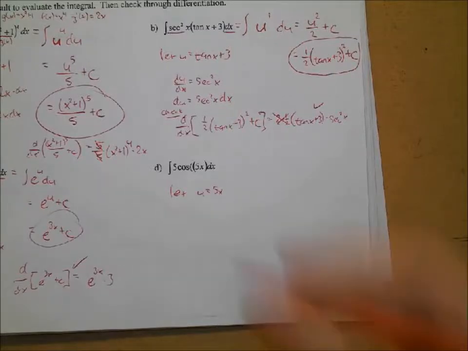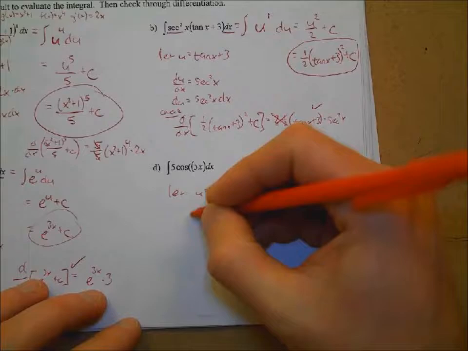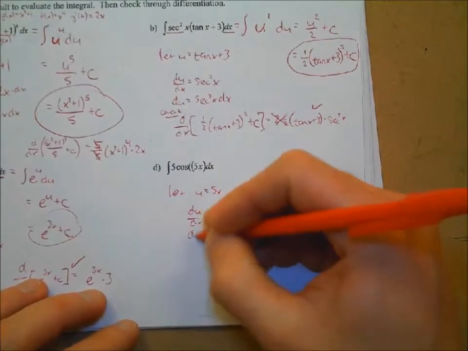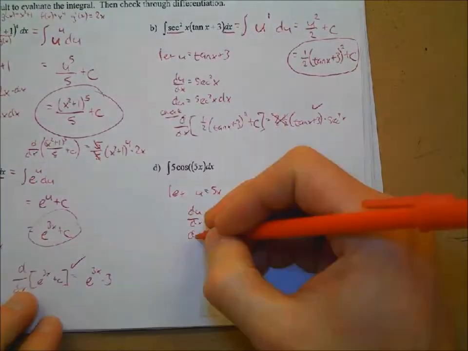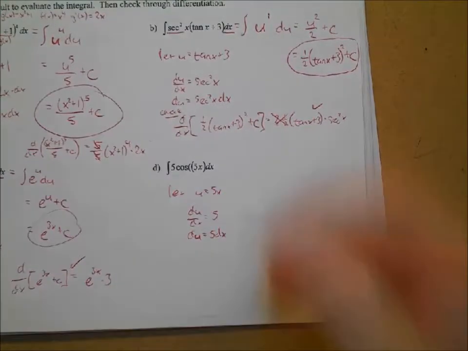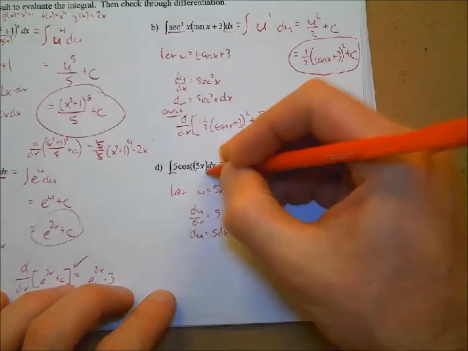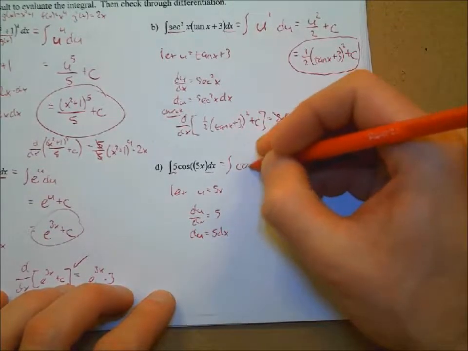Why are there two parentheses? I think that is a typo. So let's take the derivative here with respect to x. So du dx equals 5. So du equals 5 dx. And so you end up here then with the 5 and the dx. So we end up with the integral of the cosine of u du.